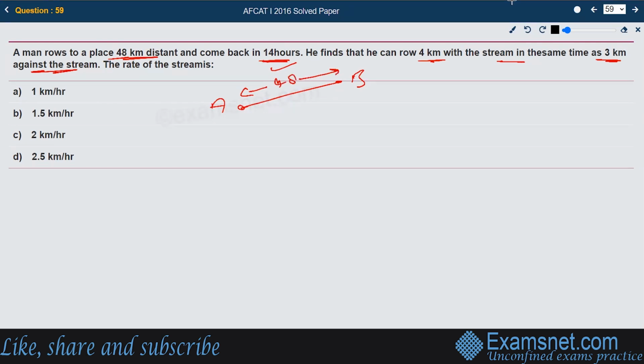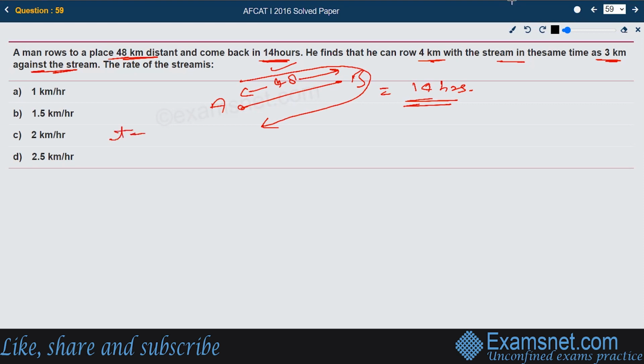So what is he doing? He's traveling from A to B, that is the upstream side, and then coming back. The total time taken in the to and fro journey is given as 14 hours. We're going to make use of this: the downstream travel time plus the upstream travel time should be 14 hours.